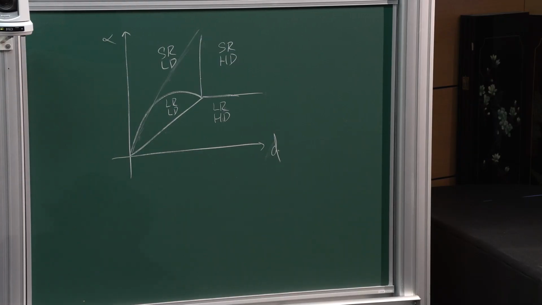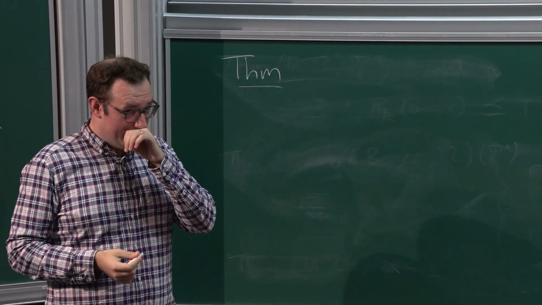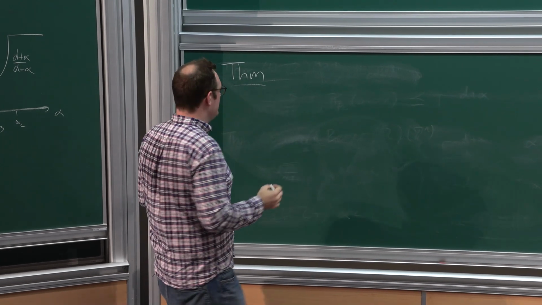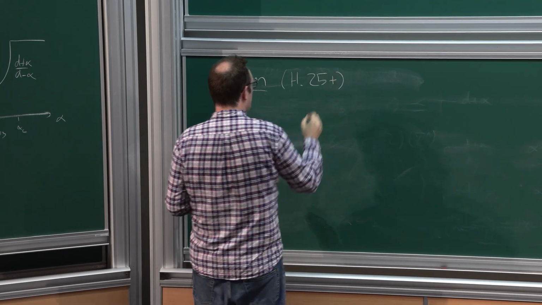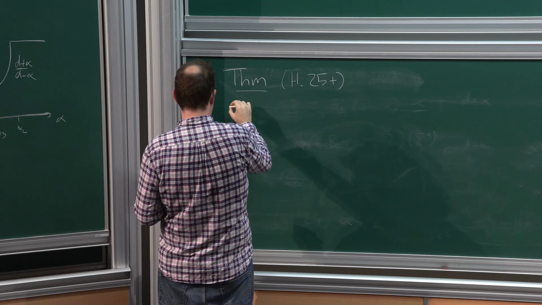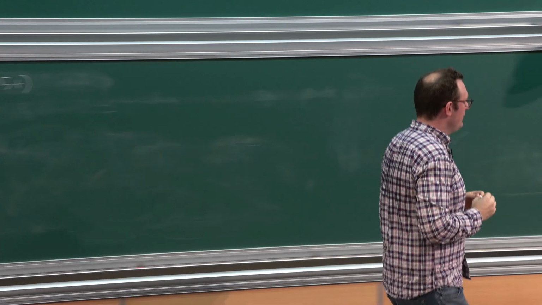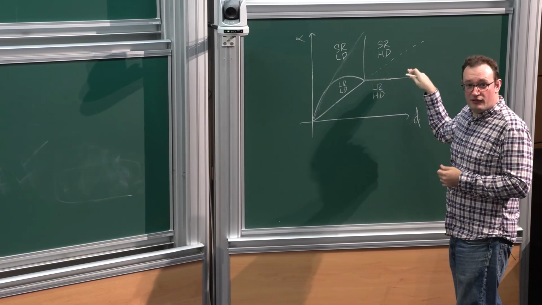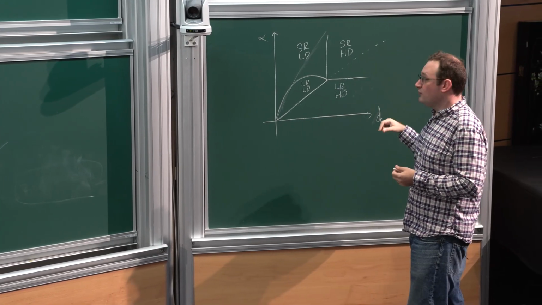Okay, so I'm going to start. I'm going to state not the full theorems for now, but we'll come back to saying more later. So I'll start with the theorem about the high-dimensional case. Let's suppose that d is bigger than 3 alpha. So this is going to correspond to everything under this line, which you can see applies to the whole long-range high-dimensional regime and part of the short-range high-dimensional regime.